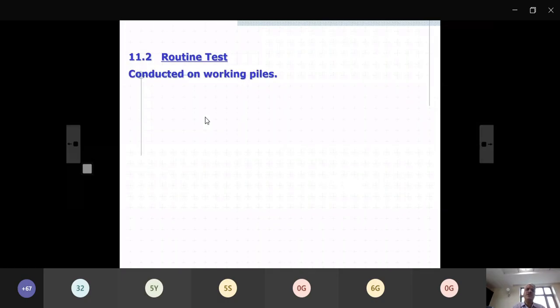And the routine test you do on working piles, whatever actual piles you have at site. Even the initial test, if you are confident, you can do on a working pile, but if you put a test load on a working pile and it fails, it can cause a hell of a problem. So if you are not confident, cast that many piles on the site, very near to the site, and test them. And why are they required?